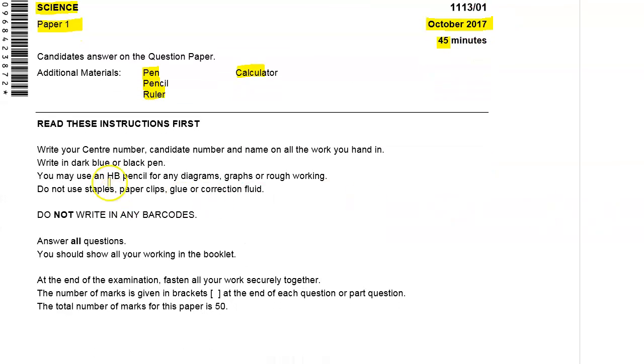Always read the instructions first before you do any paper. You need also to show all your work in the booklet. Total mark here is 50 marks for the paper.